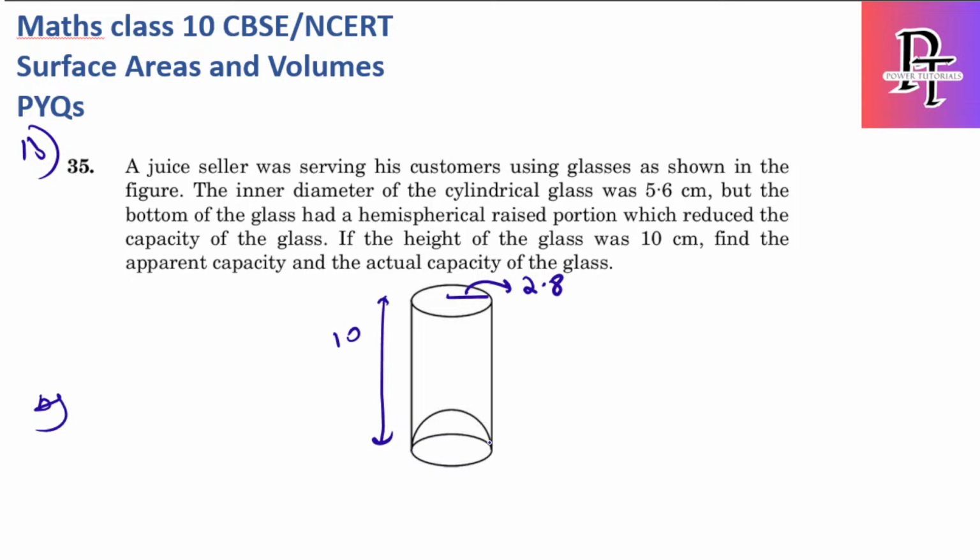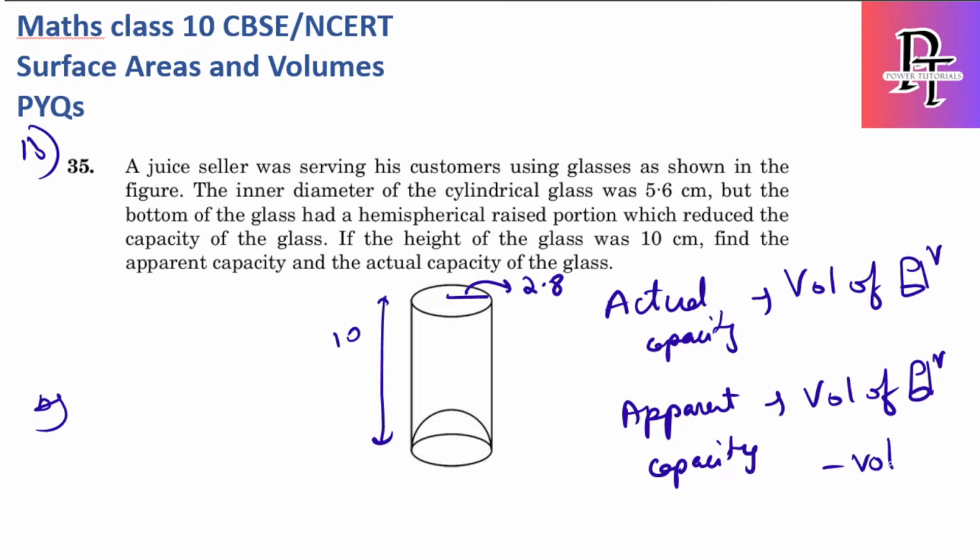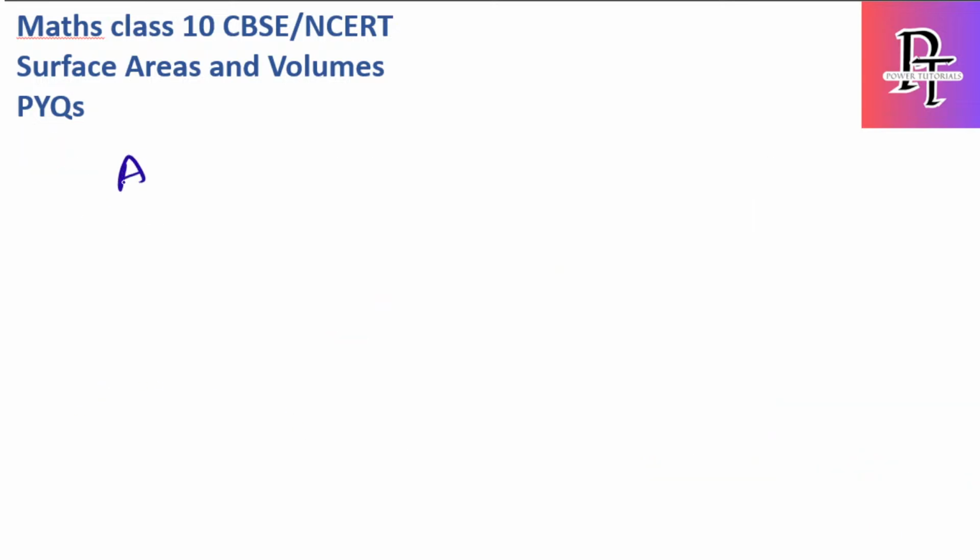Actual capacity means total, so I will write it here. Actual capacity is nothing but the volume they're talking about. So actual capacity will be the volume of the cylinder, whereas apparent capacity is, because we have a hemisphere which is removed, so we need to subtract the volume of the hemisphere from this volume of the cylinder. Cylinder minus volume of hemisphere. So I will write both. First I will find actual.